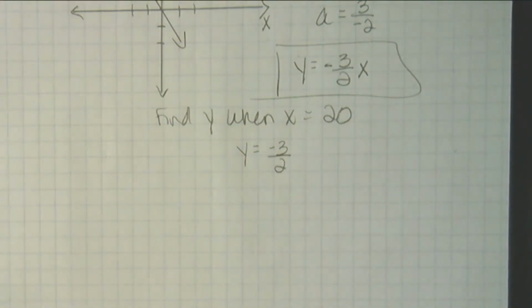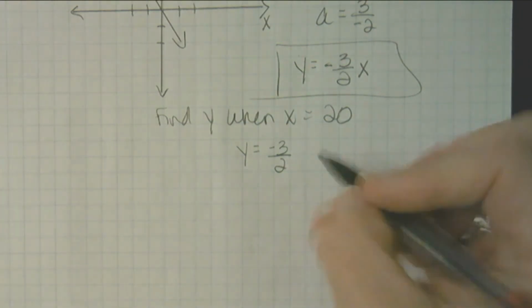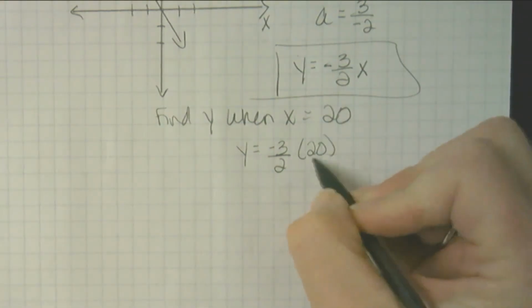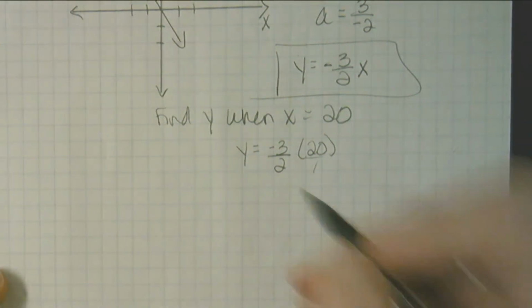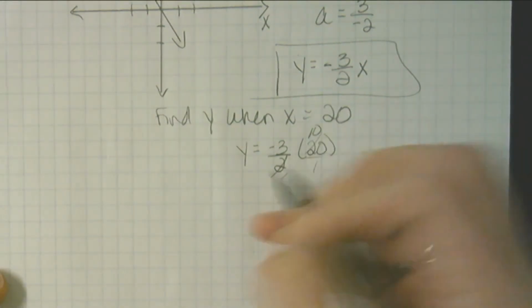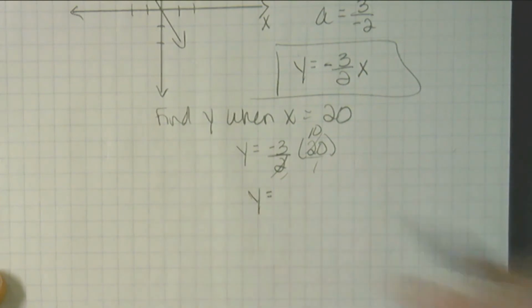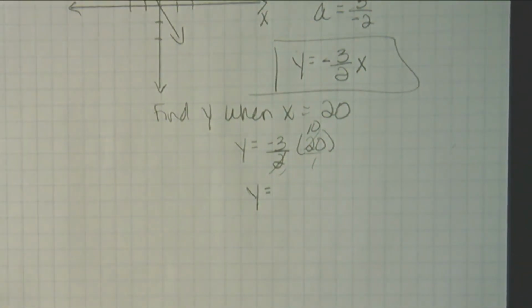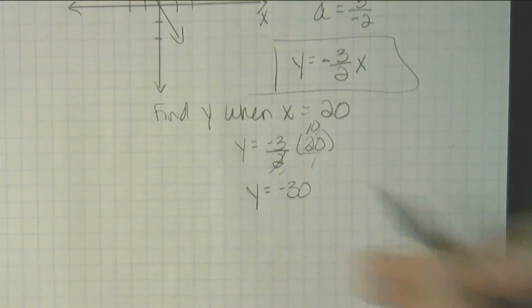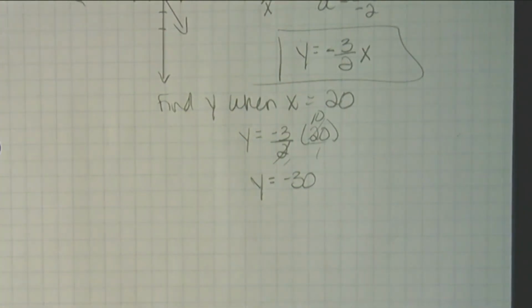When you're using it in calculations, put the negative on either the numerator or the denominator. So what is my y value when x equals 20? L? Negative 30. You guys cool with that?